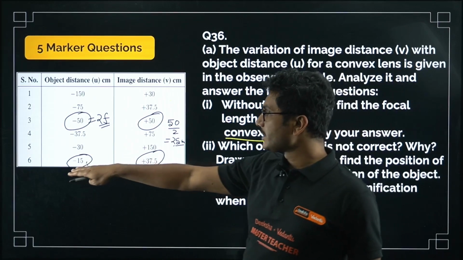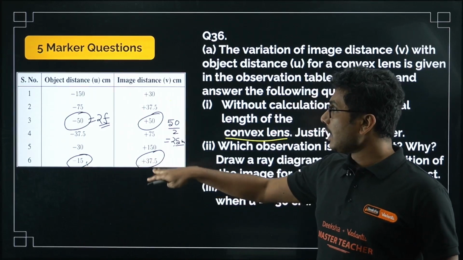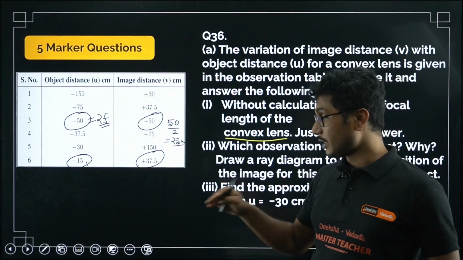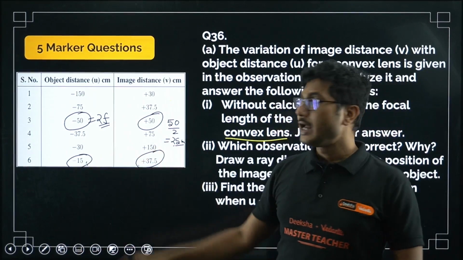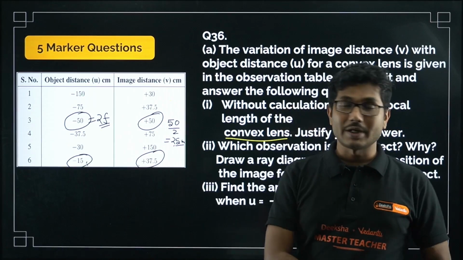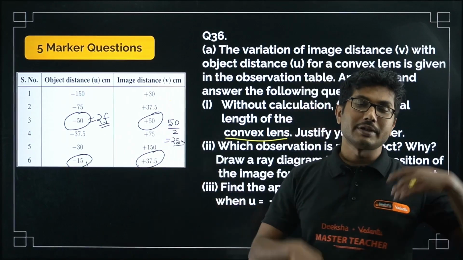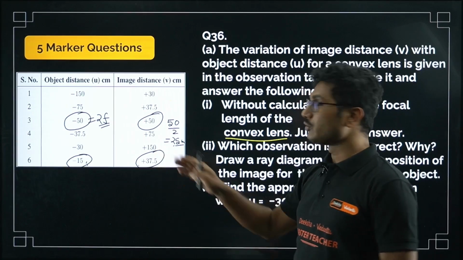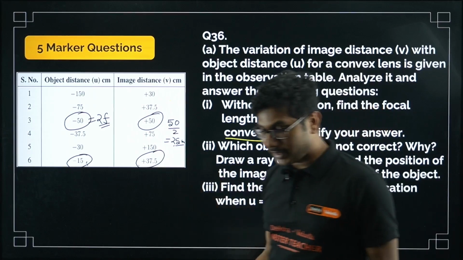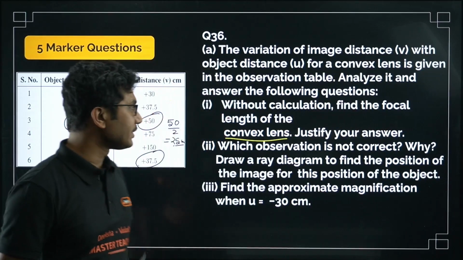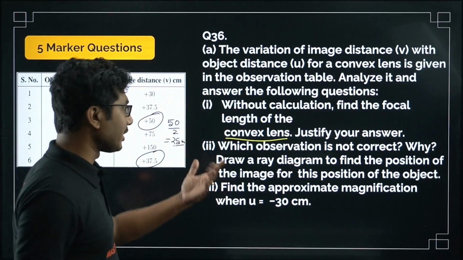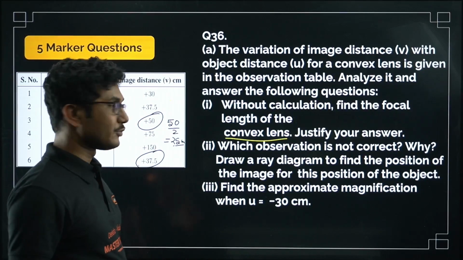If the object distance is less than the focal length, that means the image will be on the same side as the object and it will also be negative, right? The sign has to be negative. So definitely this is not possible. So this is the incorrect observation. Now you have to draw the ray diagram for the virtual image.